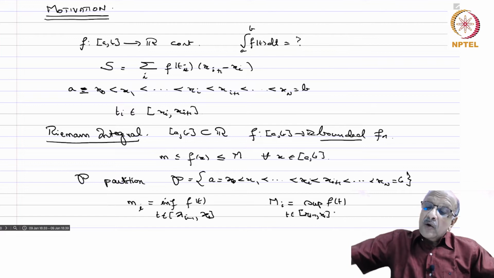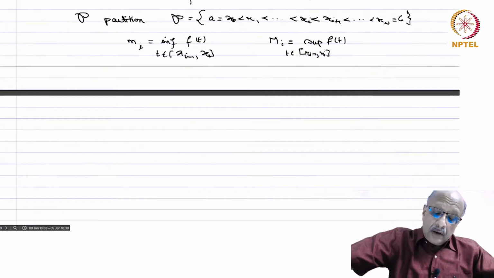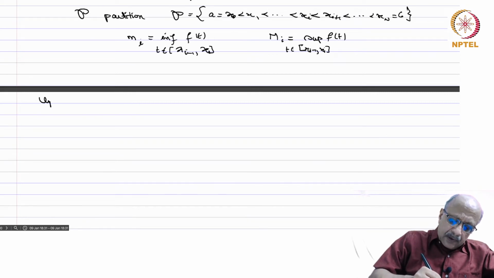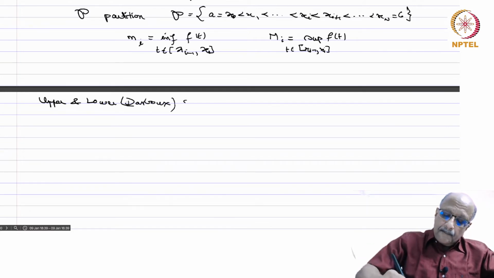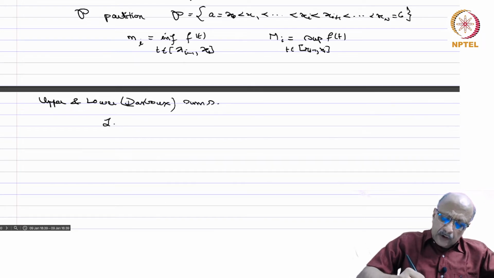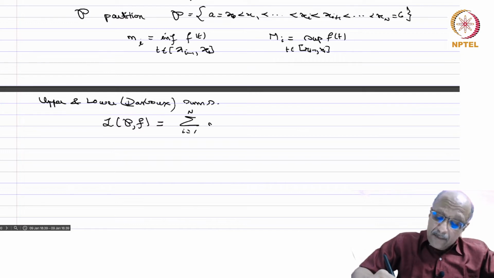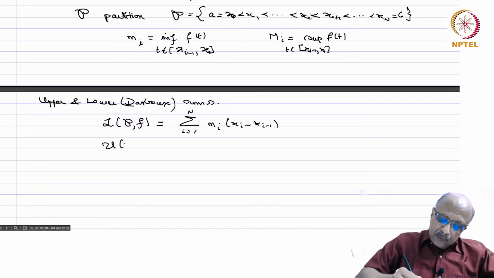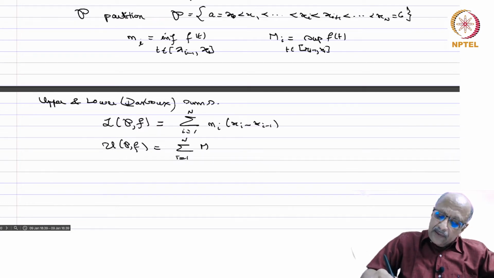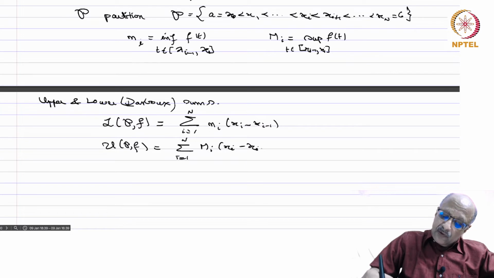Then we define what are called the upper and lower Darboux sums. The lower Darboux sum, depending on the partition and the function, is L(P,f) equal to sigma i equals 1 to n of m_i times (x_i minus x_{i-1}), and the upper Darboux sum is U(P,f) equal to sigma i equals 1 to n of M_i times (x_i minus x_{i-1}).